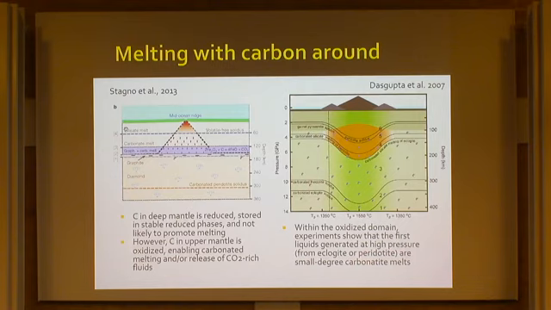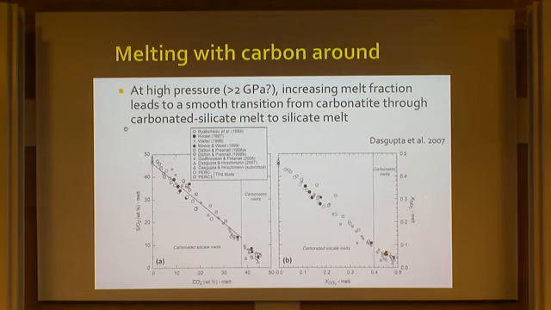melts to be carbonatite, where carbonatite is a melt that's more than 50% carbonate minerals. Experiments show that as you increase the carbon dioxide content of the experiment, you go from carbonated silicate melts up into carbonatite melts at the highest weight percent carbon dioxide.